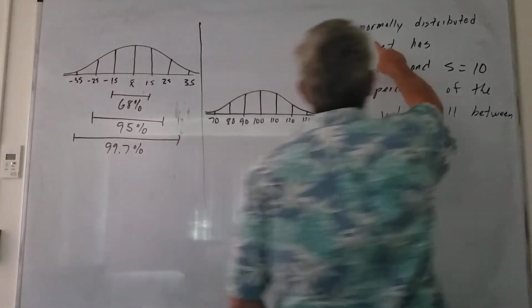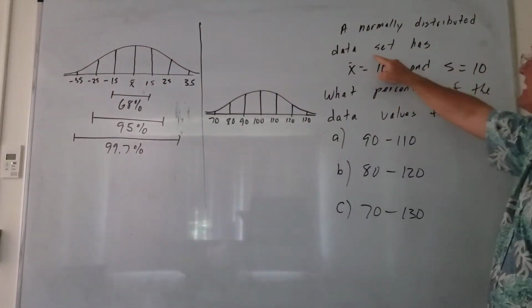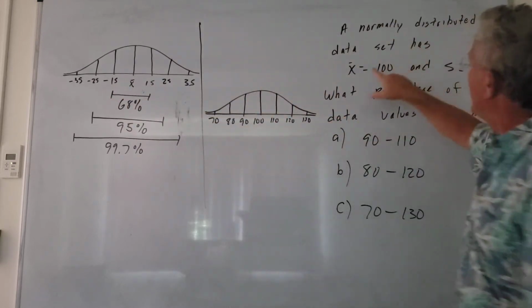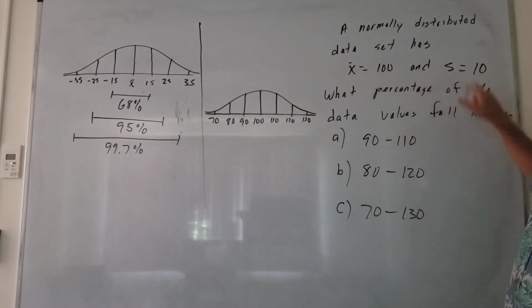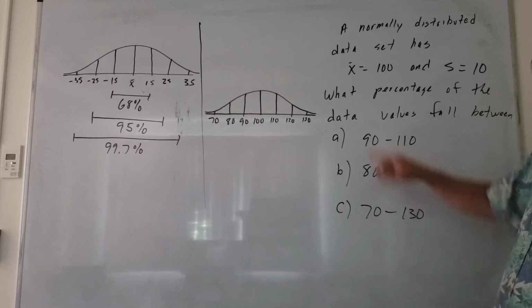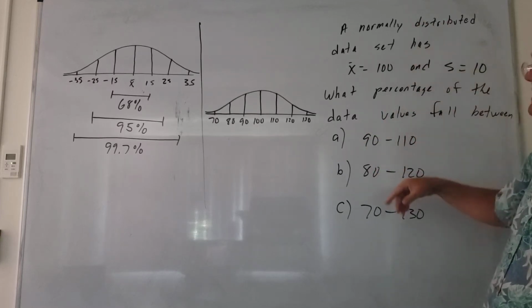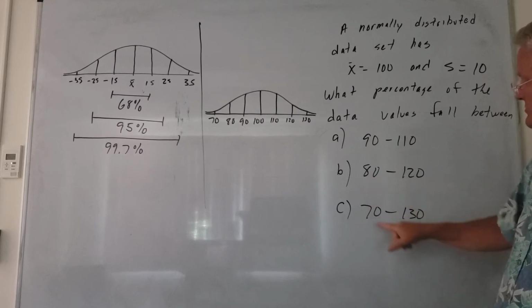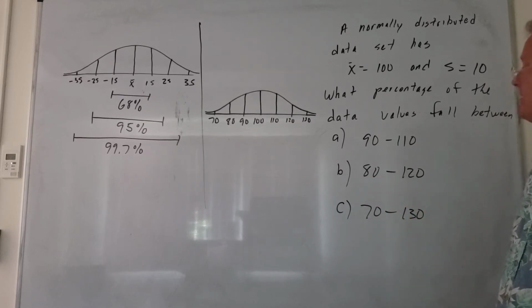All right, so now we're told we have a normally distributed data set, which means it's going to obey this rule. And it has an average of 100 and a standard deviation of 10. What percentage of those data values are between 90 and 110, 80 and 120, and 70 and 130?